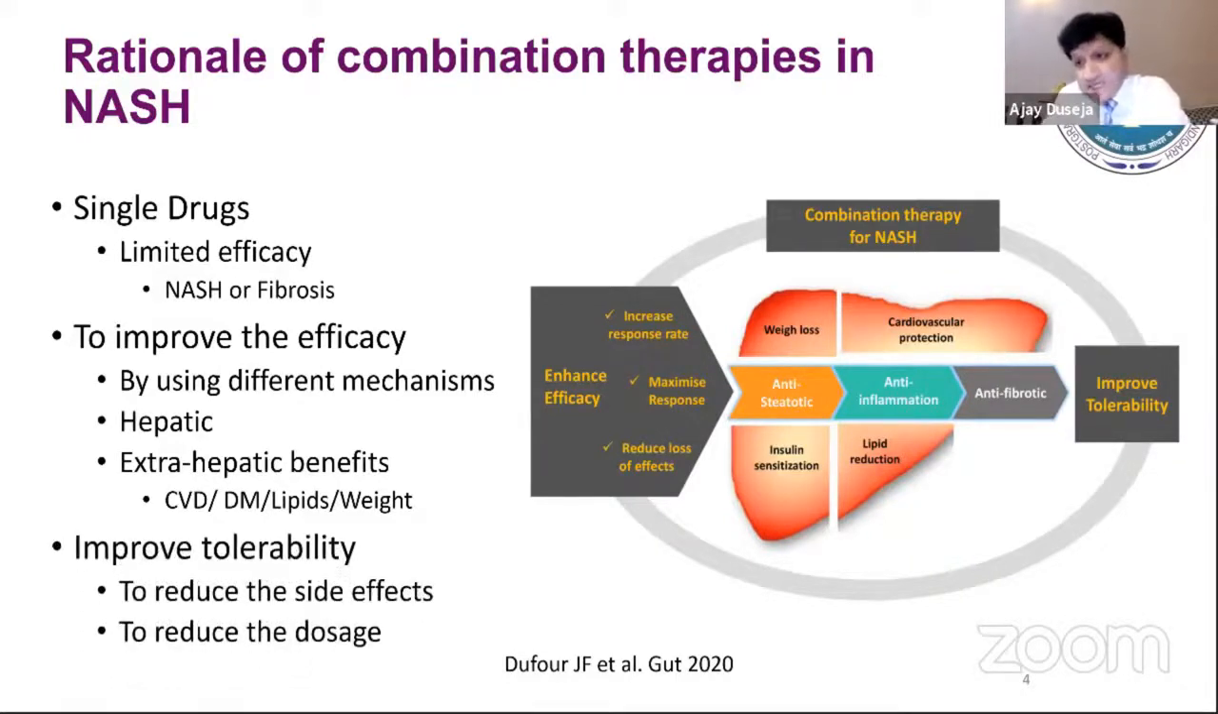The second is, all these drugs we know are associated with side effects. There's the issue with tolerability of these drugs, and this could be related to the dosage used. So by combining the drugs, what you're trying to do is, if you're able to reduce the dosage of these drugs, to make them more tolerable and reduce their side effects. So that would be the second aim of using combinations.